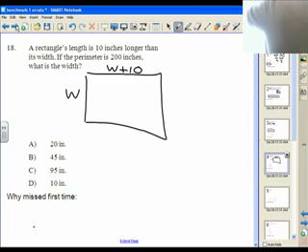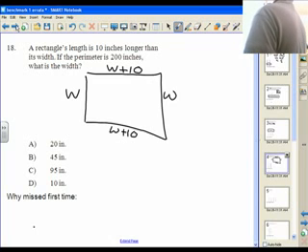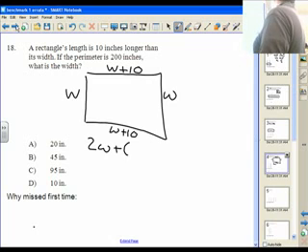They're saying the rectangle's length is 10 inches longer than its width. If the width is W, the length is going to be 10 more. W plus 10. So now we need to find the perimeter. It's 200. Well, we know the perimeter, but we want to know the width. On the perimeter, remember we have W and W plus 10. We have to add them all up. So basically it becomes 2W plus 2 times W plus 10, right?